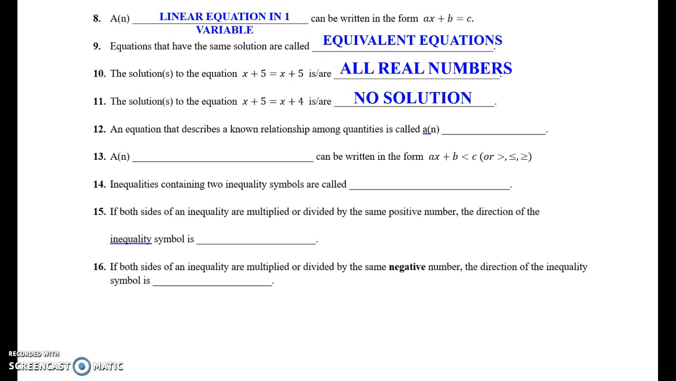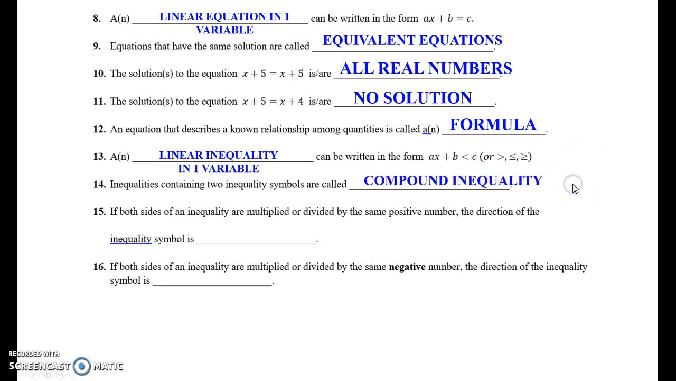Okay? Number 12, an equation that describes a known relationship among quantities is called a formula. Number 13, a blank can be written in the form of ax plus b is less than c, or using any of these other symbols. That's a linear inequality in one variable. 14, inequalities containing two inequality symbols are called compound inequalities.